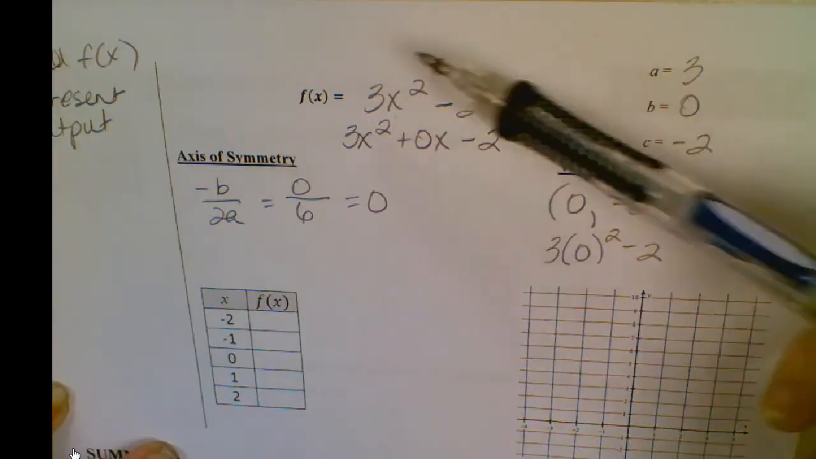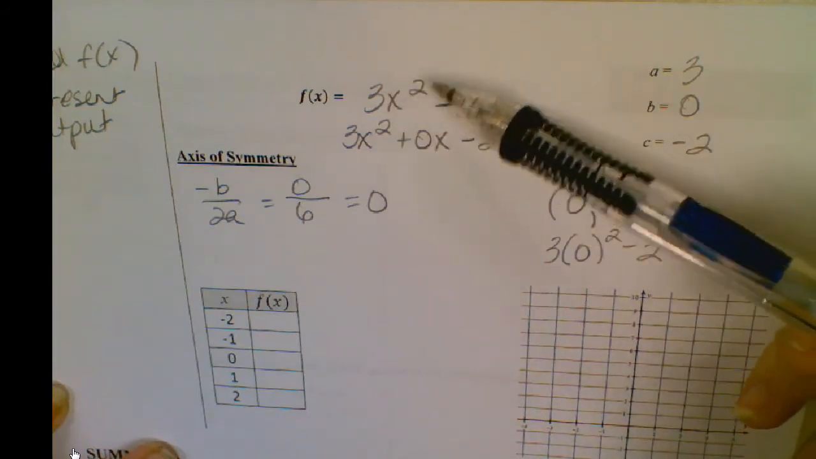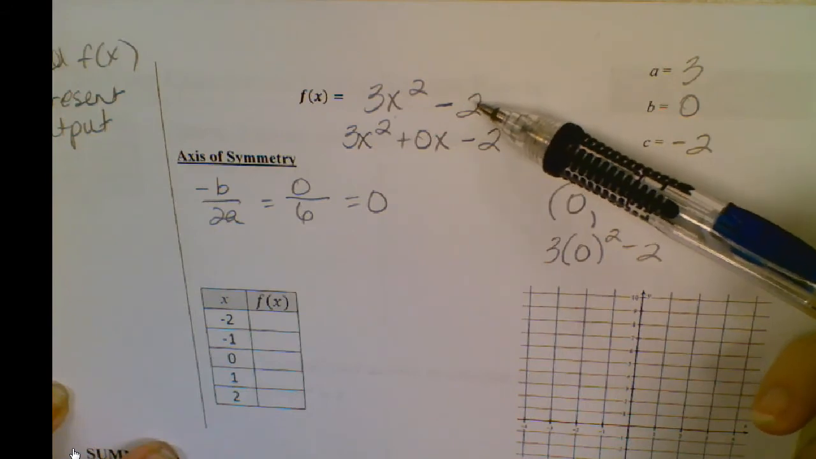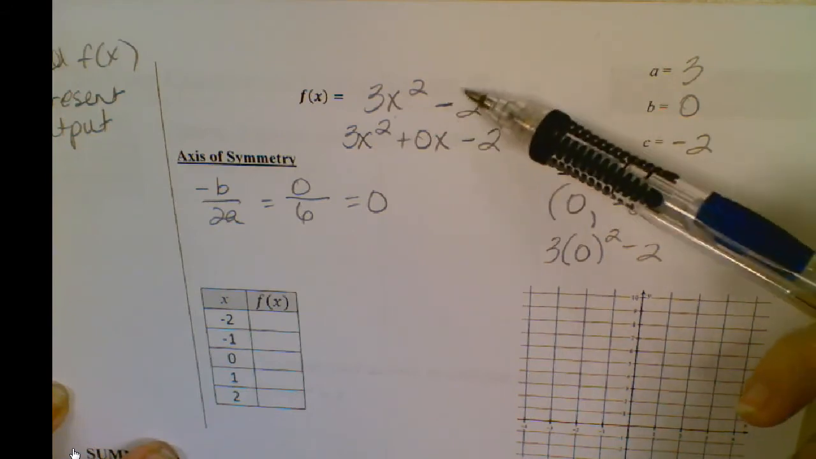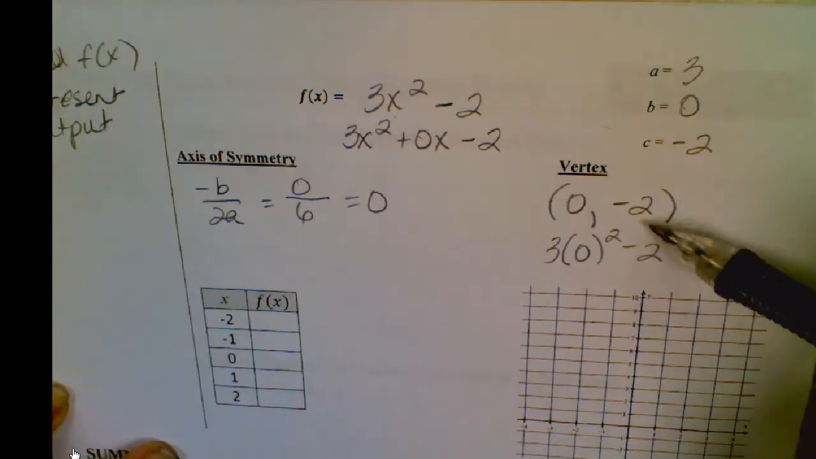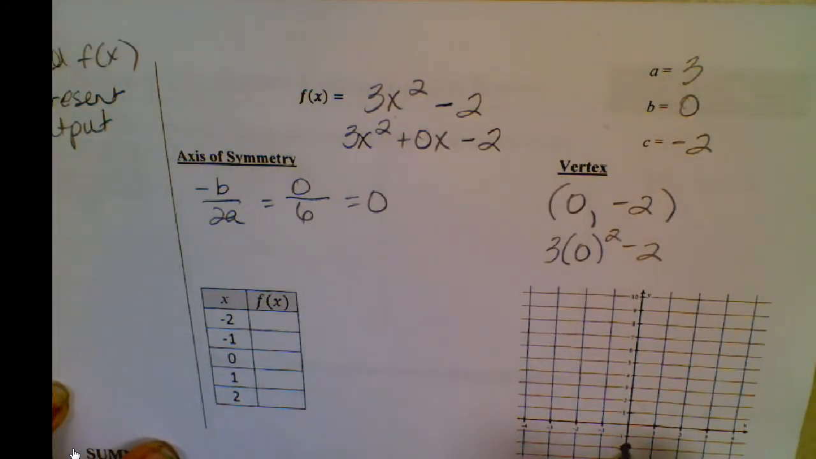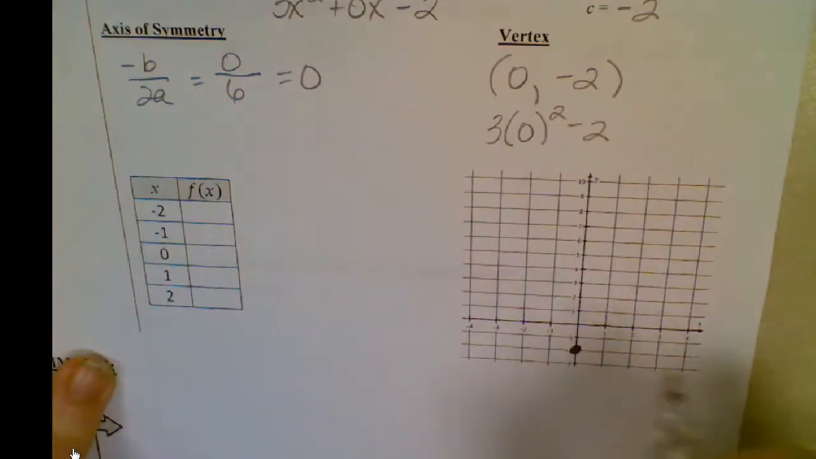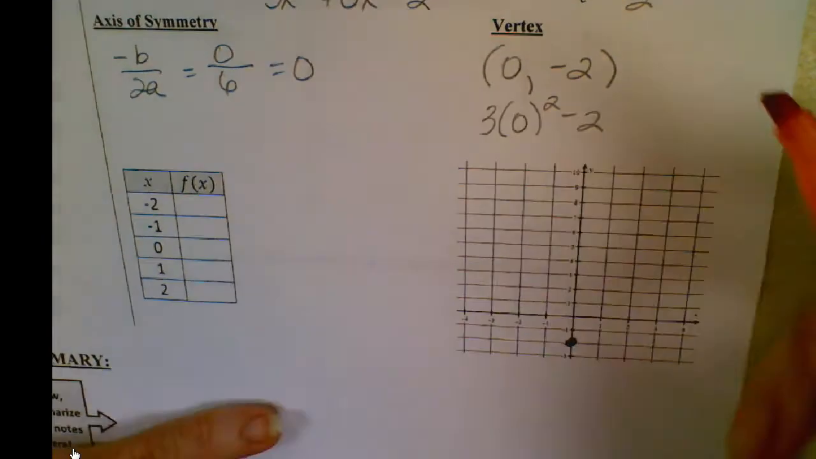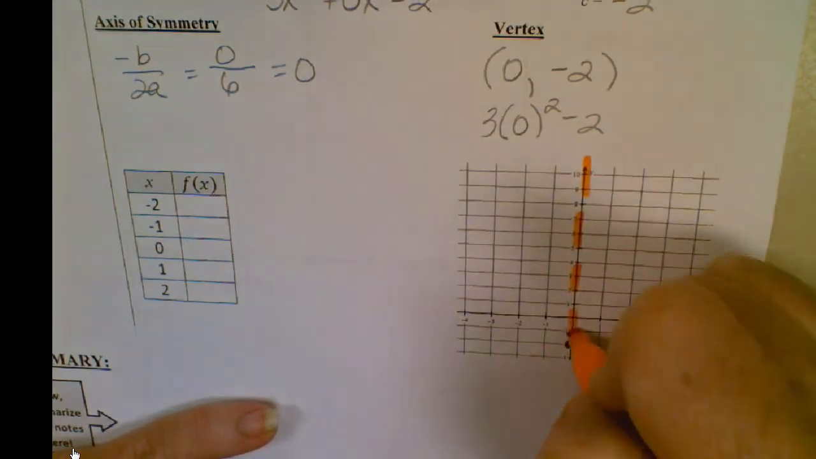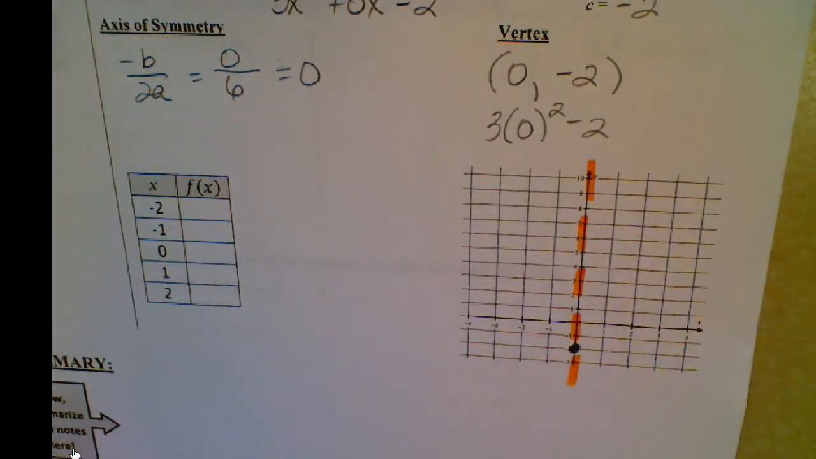If this helps you at all, when you have no middle term like that, your vertex point is always going to be 0 and then whatever this number is here. In this case, 0 and negative 2. So we can go ahead and graph that right there. That's our vertex at 0, negative 2. Our axis of symmetry is at 0, so it's right down the y-axis.